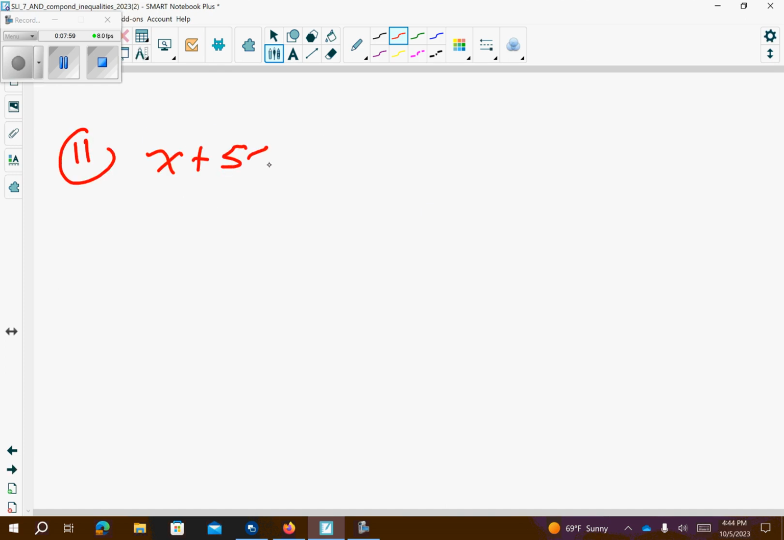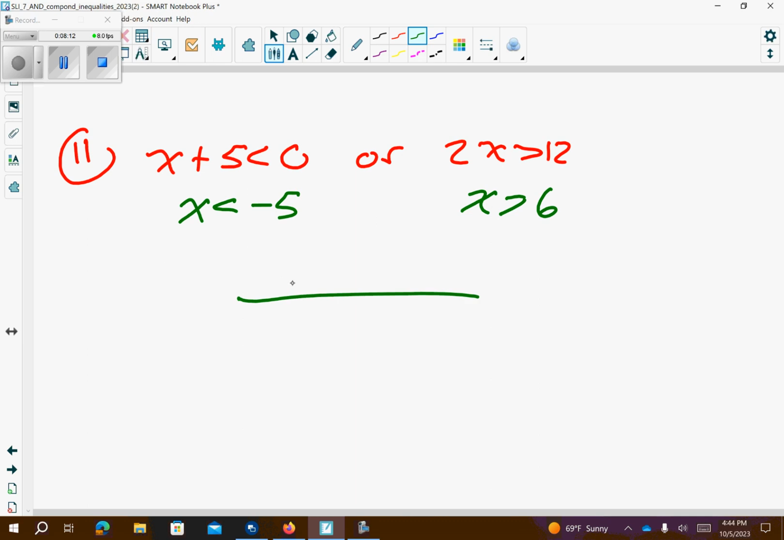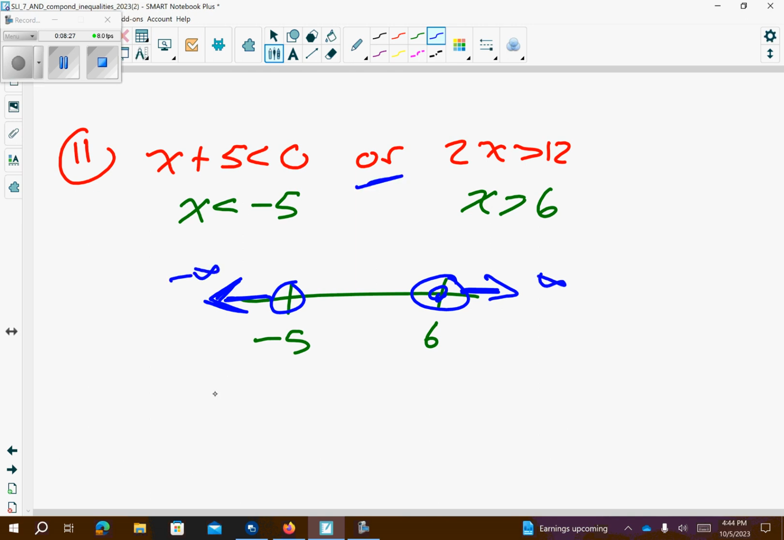x plus 5 is less than 0, or 2x is greater than 12. Okay, this is an or problem. So subtract 5 from both sides here. Divide by 2 on both sides here. So I'm going to get -5 here. I'm going to get 6 here. So if I go less than -5, it goes this way. If I go greater than 6, it's going to go this way. So we have our infinities that we're going to use. This was an or problem, so this is fine. We're going to have 2 answers because we didn't have any overlap. And they're both soft brackets. And there's our answer.